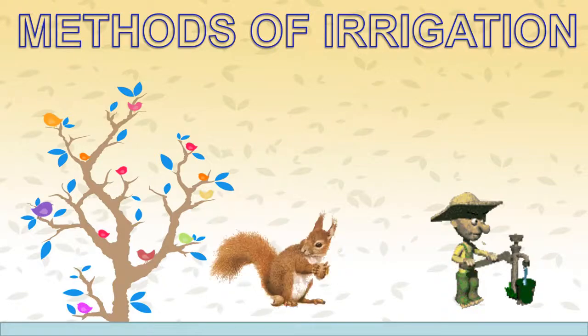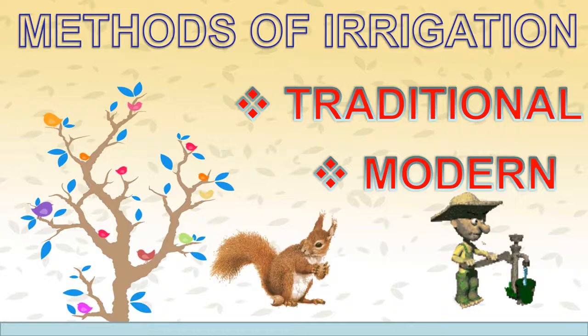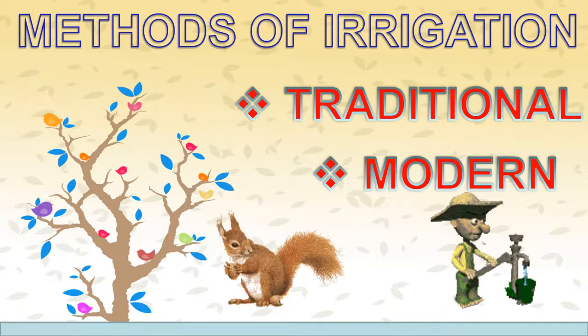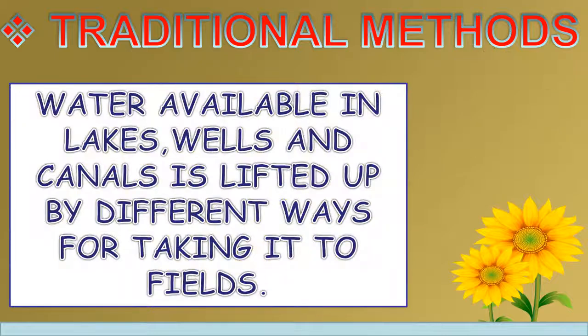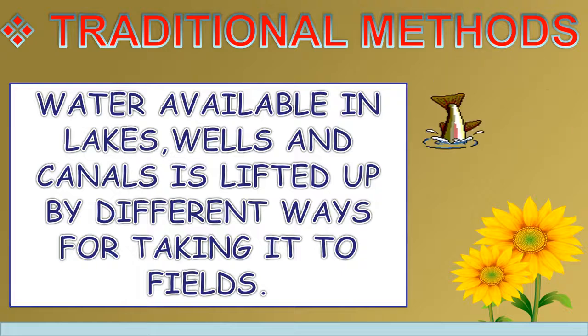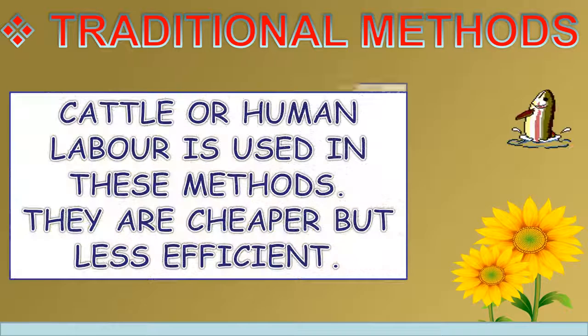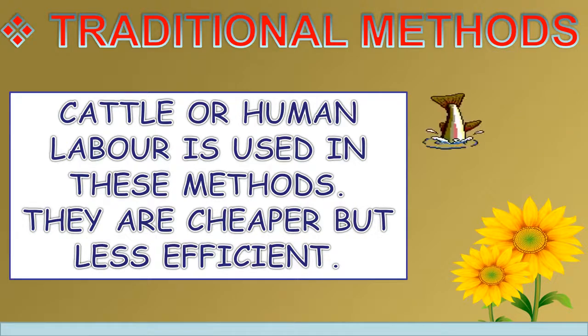Now it's time to provide the available water to crops. But how? There are two methods of irrigation: traditional and modern. Let's have a look at them. Traditional methods. In this, water available for irrigation is lifted up in different ways for taking it to the fields. In these methods, cattle or human labor is used. They are cheaper but less efficient.